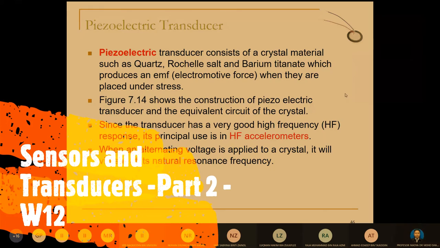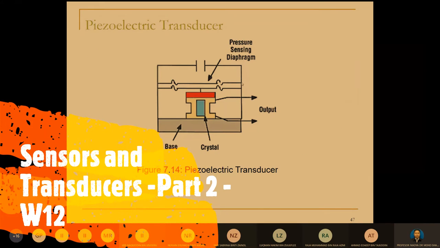Since the transducer is a very high frequency, they use the principle of a high frequency accelerometer. When an alternating voltage is applied to the crystals, they vibrate at their natural resonant frequency. You can see this one is thin, but we want to show you the construction of the piezoelectric.